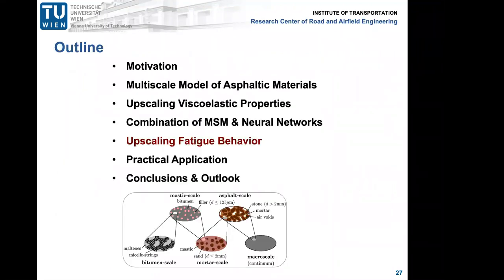Okay, so before I start with the upscaling of another performance parameter, the first part of my presentation was very much related to the basics and also how we can upscale, for example, stiffness very easily with the multiscale model, and the newest developments, how we combined these multiscale models with neural networks. And the second part will be how we try to upscale another very important performance parameter, fatigue behavior of asphalt materials.